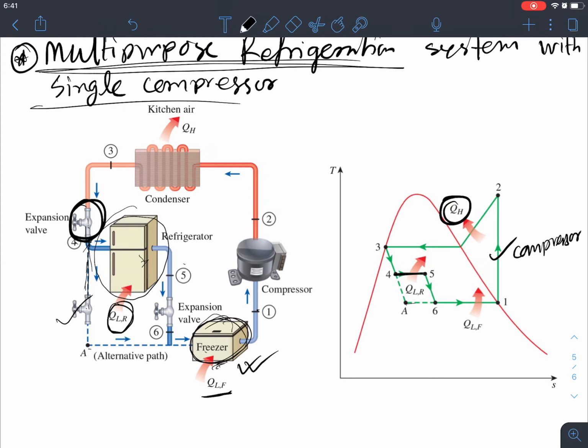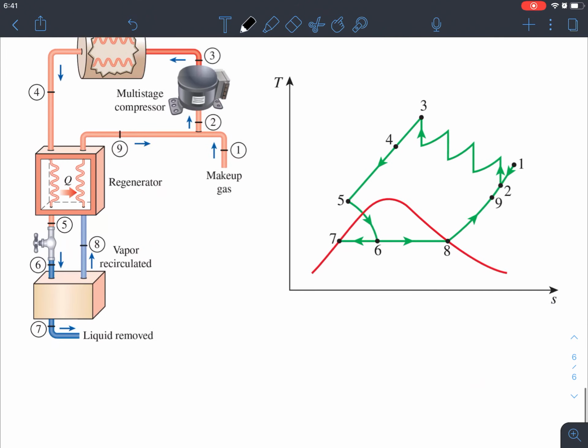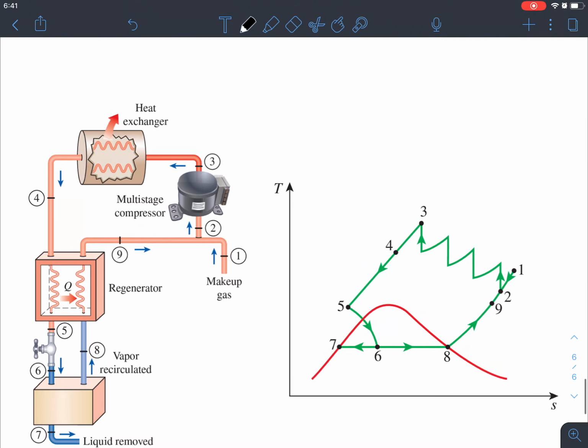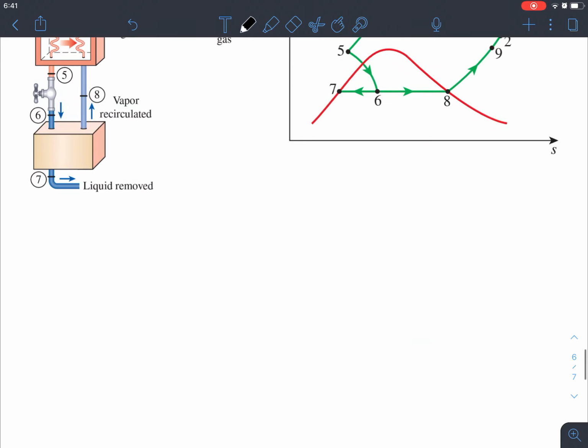this refrigeration cycle. So another, I think this is the last one, the last refrigeration cycle. The name of this refrigeration cycle is the Linde-Hampson cycle. So basically this cycle is completely used for industrial application, right? Industrial and research type application.